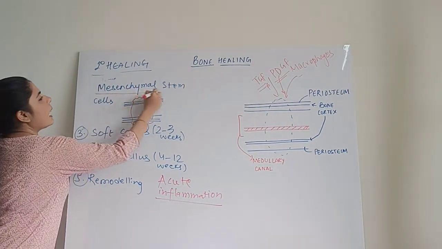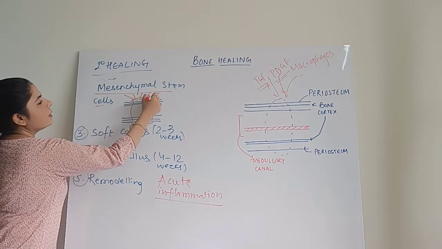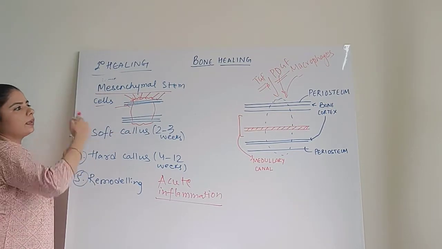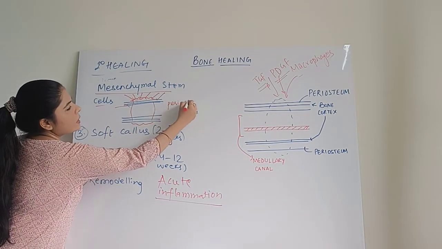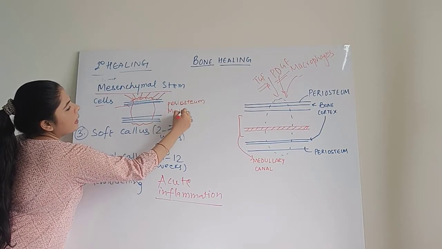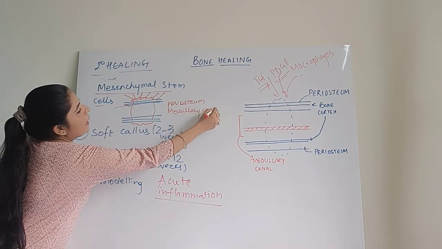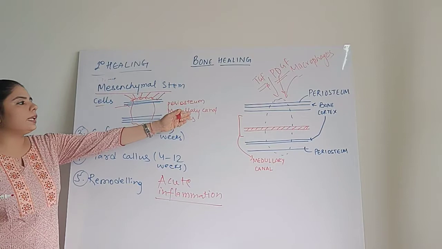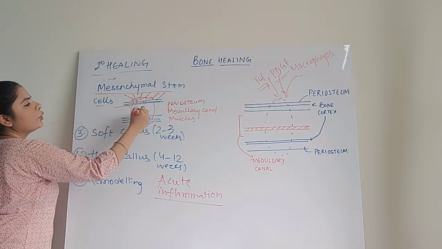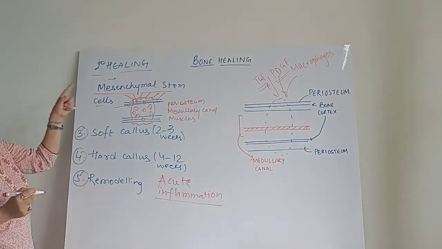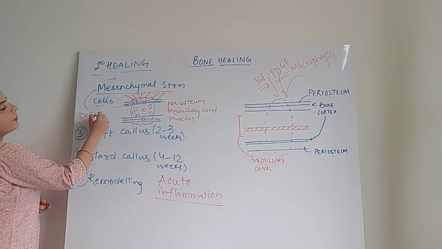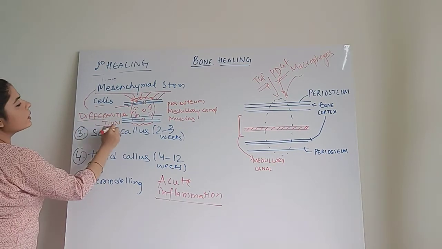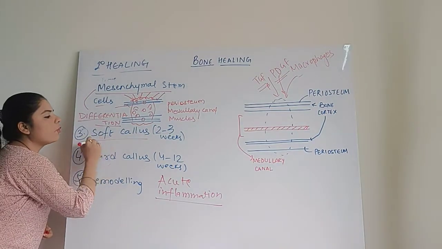Meanwhile, the mesenchymal stem cells start to enter the site of damage. These mesenchymal stem cells are derived from surrounding areas. From surrounding what? The surrounding periosteum, medullary canal, and the surrounding muscles. So mesenchymal stem cells from periosteum, medullary canal and muscles start to accumulate at the site of destruction, and now they start differentiation. So they begin the process of differentiation. Here I am talking about the soft callus formation.